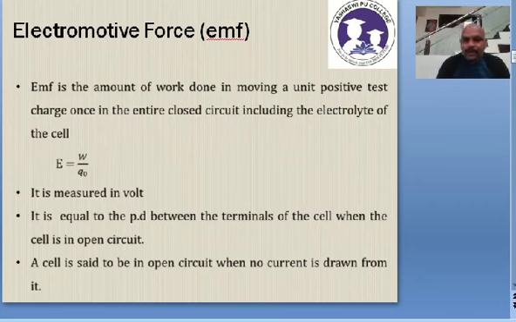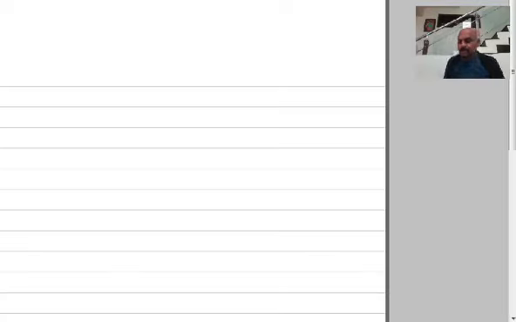Next, coming to the next term, which is known as electromotive force. Electromotive force is the amount of work done in moving a unit positive charge once round the entire circuit, including the electrolyte of the cell. Once round the entire circuit including the electrolyte. So if you want to understand better what the EMF of a cell is, just look at this diagram.